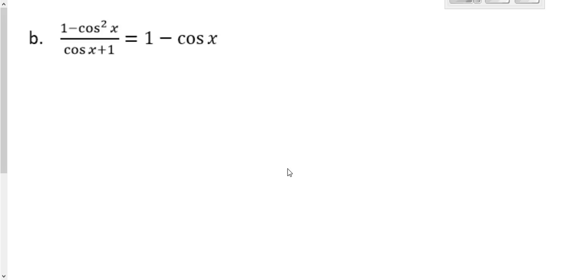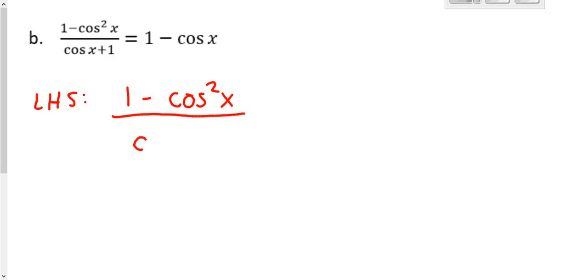Okay, looking at part B for number 3, we are verifying trig identities, which means we need to pick a side and make it look like the other side. Generally, I pick the side that has more going on because I think it's easier to simplify than to build up. So here, that would be the left-hand side, which is 1 minus cosine squared of x over cosine x plus 1.